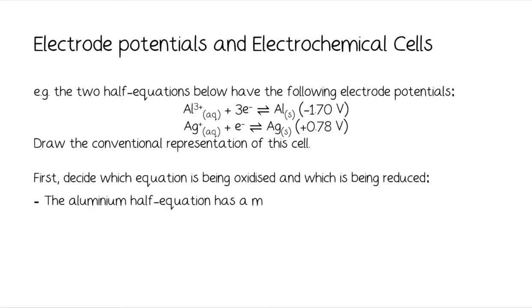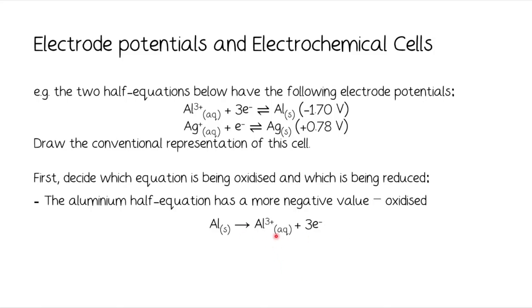So the aluminium half equation has a more negative value. You can see that's minus 1.7 volts compared to plus 0.78, so that has to be oxidized. So we rewrite the equation to show it being oxidized. You can see we've got Al3+ + 3e-. This is reduction because it's gaining electrons. So we need to rewrite this equation to demonstrate oxidation. So that would be aluminium solid goes to Al3+ + 3e-.